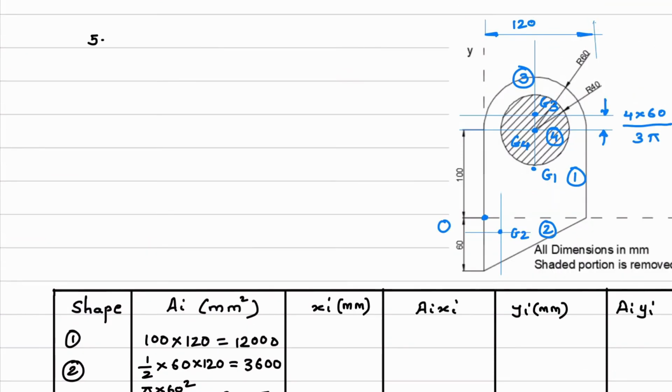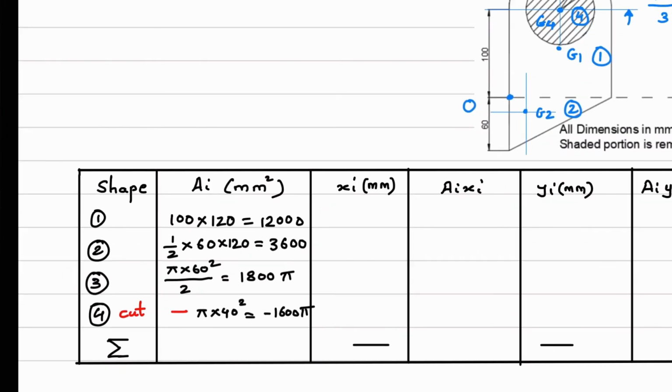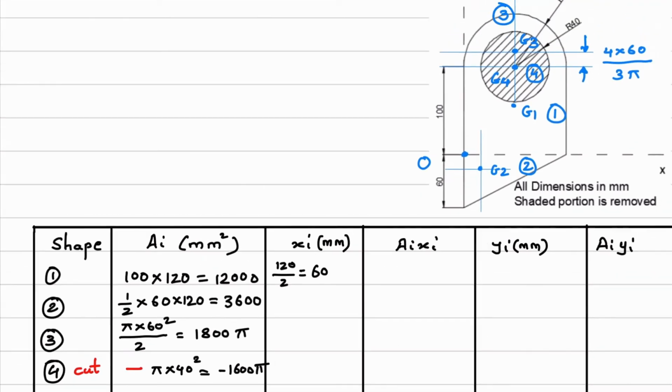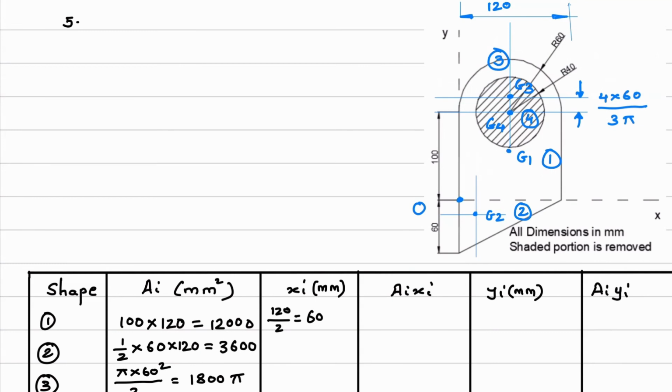So first we have to consider this rectangle. What will be x distance of G1 from point O? Total is 120. So half of this, b by 2, it will be 120 by 2, equal to 60. Next we will calculate y1 for this rectangle. For this rectangle, G1 is this location, and from point O, it will be 100 by 2.